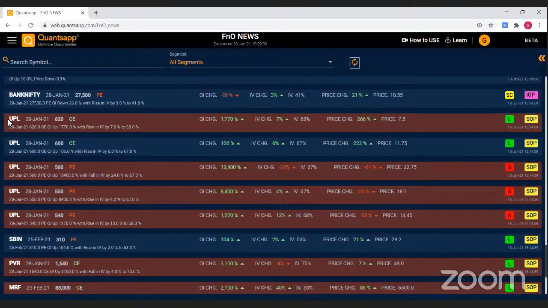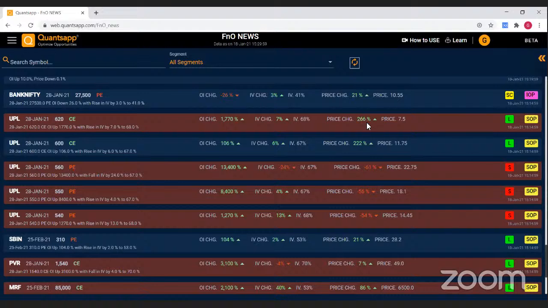So in the UPL, if you have noticed one thing, for the call option there's a long build-up going on, and for the put there's a short build-up going on in today's session, which is indicating that, भाई, कॉल में लॉन्ग बिल्टअप हो रहा है. OI काफी ज्यादा अच्छे से इंक्रीज हुआ है फॉर द 620 कॉल ऑप्शन, एंड प्राइस चेंज इज आल्सो गुड.